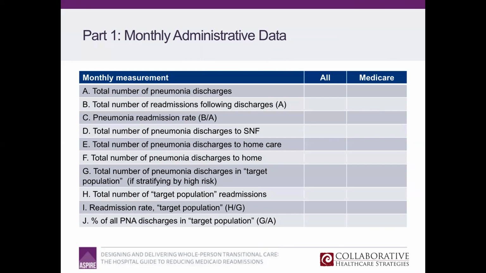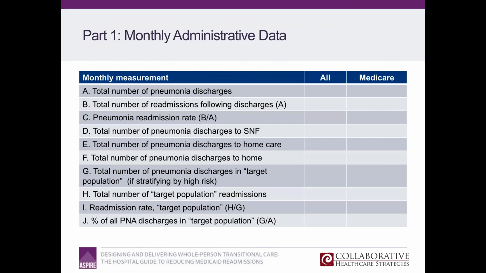And then, of course, you track the number of readmissions following those discharges. That's the definition of a pneumonia readmission, and B over A is the readmission rate. And then I really recommend going back to webinar 1 that you track on a monthly basis, because as you can see, it's probably relevant to your implementation strategy in your driver diagram.